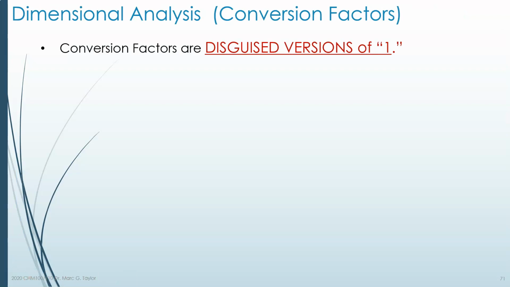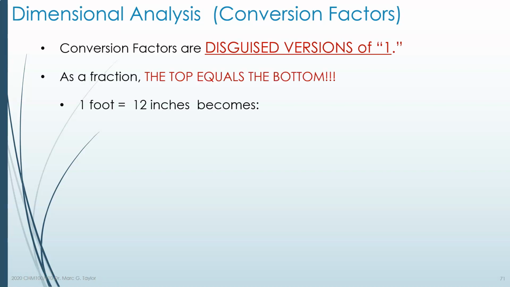So what are conversion factors? Well, conversion factors are disguised versions of 1. All right, what does that mean? Well, we know that 1 foot equals 12 inches. In fact, we know that 1 foot is exactly equal to 12 inches, and this is what's known as an equality statement or a statement of equality. 1 foot is the same thing as 12 inches or equivalent in some way. And we know that the thing on the left is exactly equal to the thing on the right. That's what makes it an equality statement.